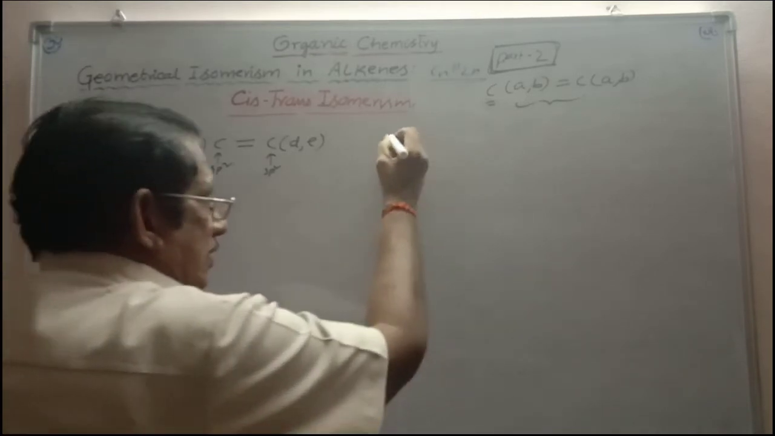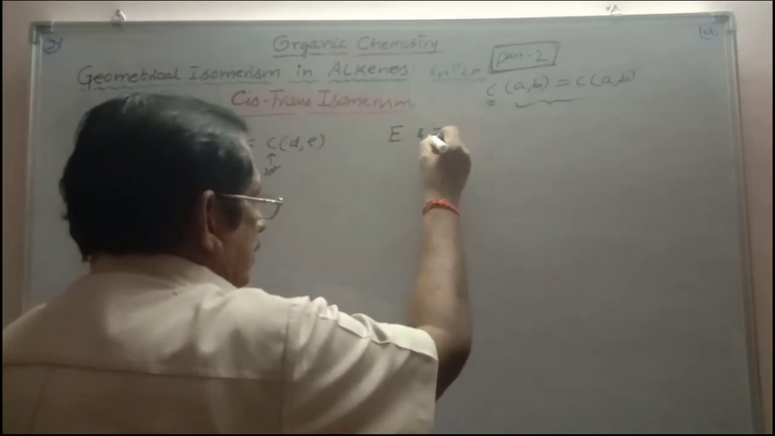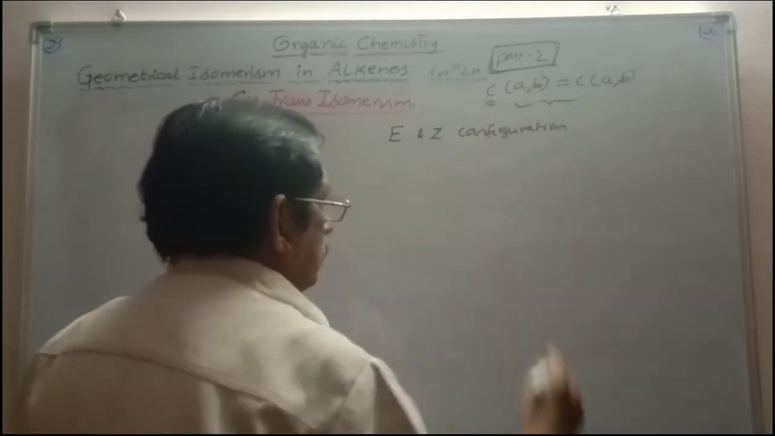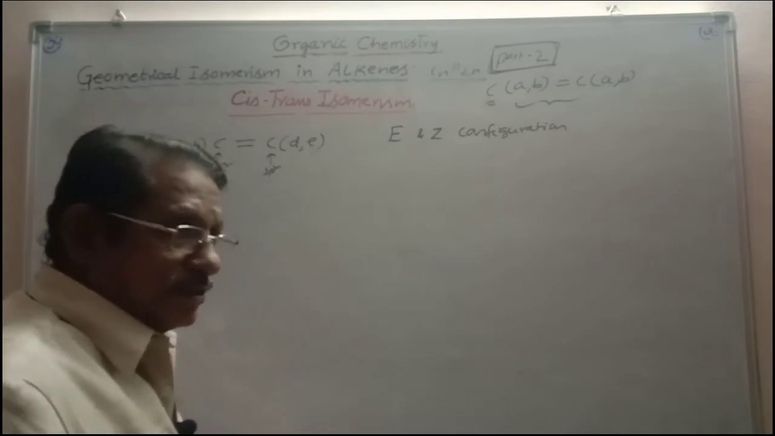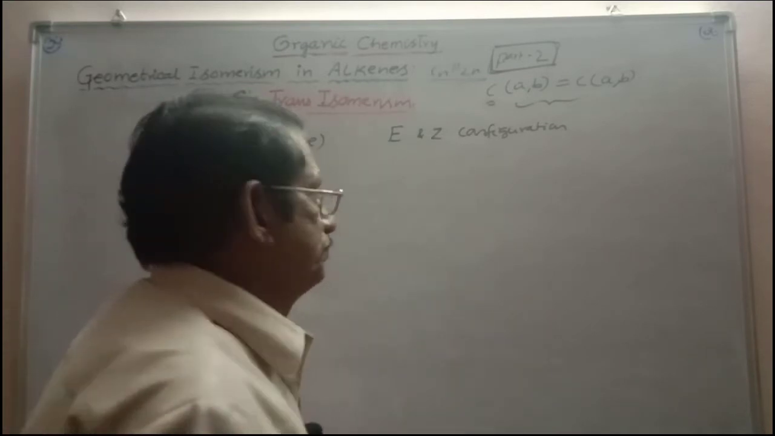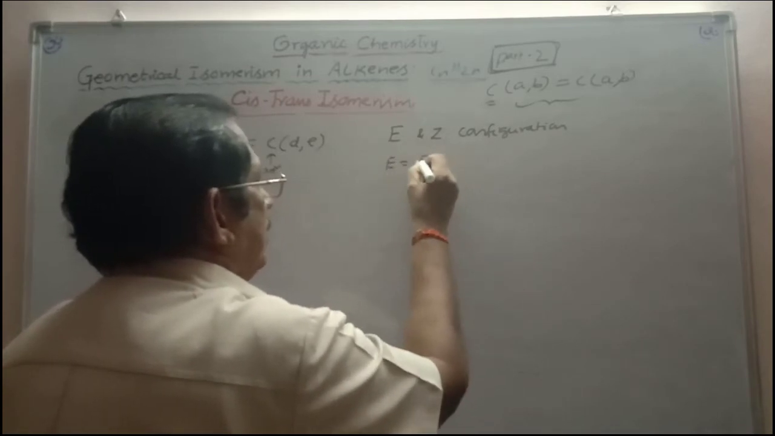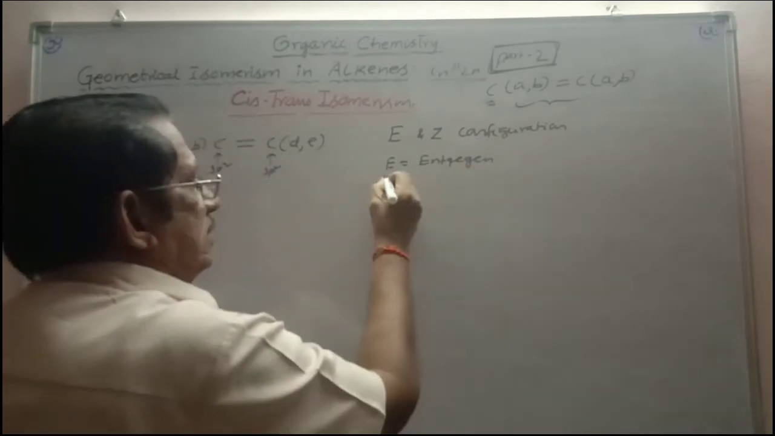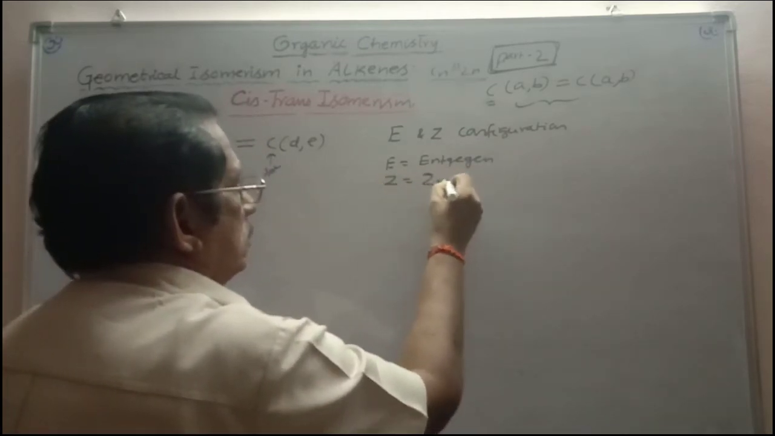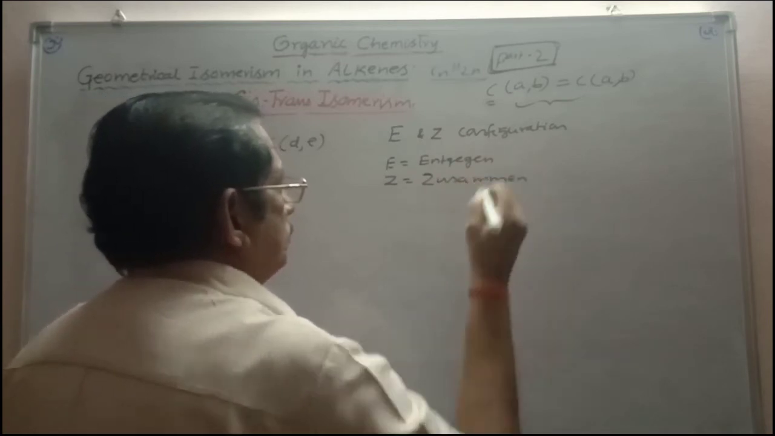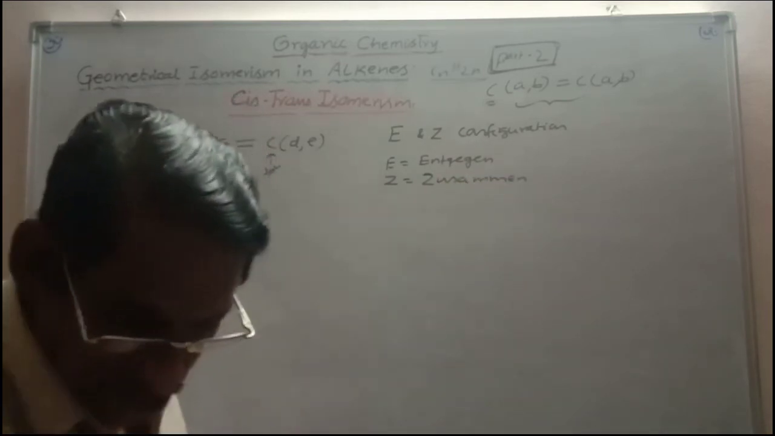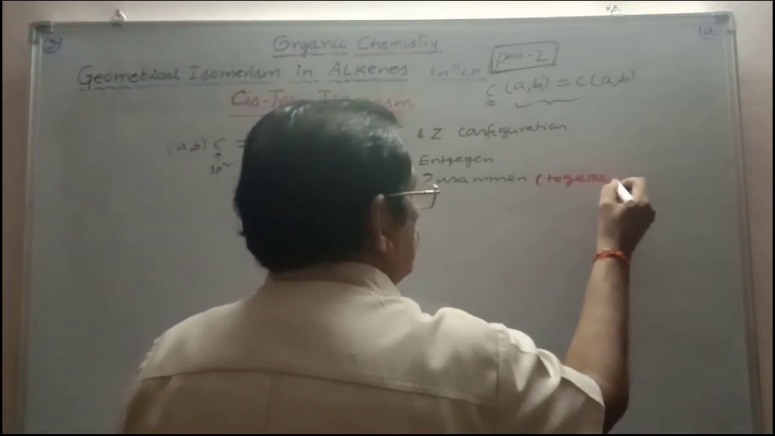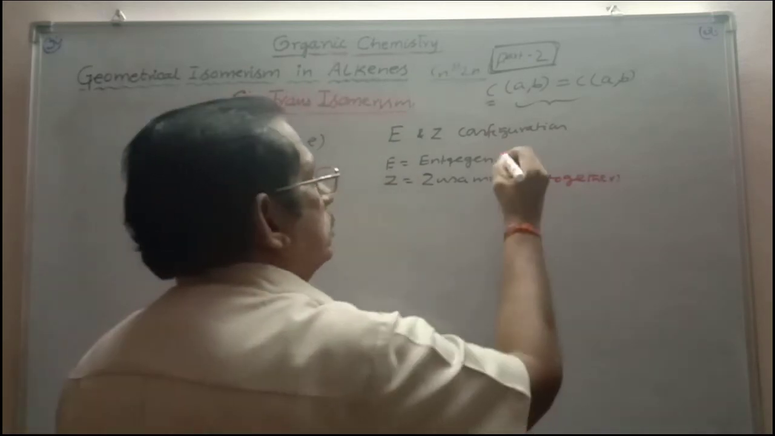That is what you call the E and Z configuration method. EZ configuration. This is also part of cis-trans isomerism. E means entgegen. Z means zusammen. Zusammen means together. Entgegen means opposite.